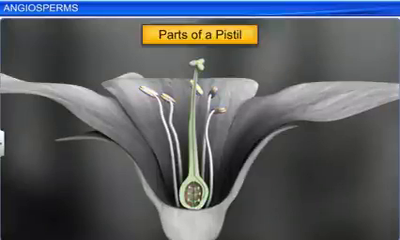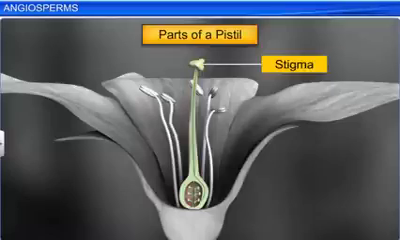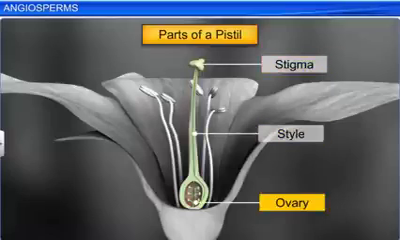On the other hand, the pistil consists of the stigma at the tip, followed by the style in the middle, and an ovary at the base.